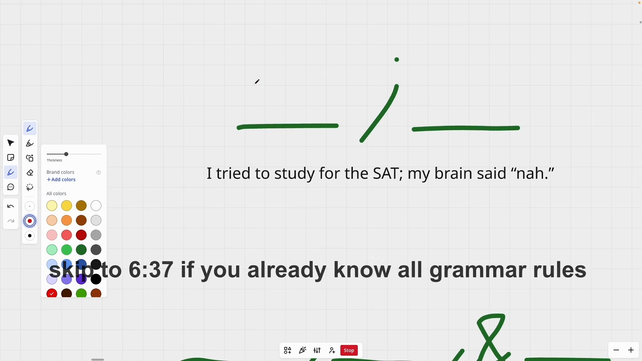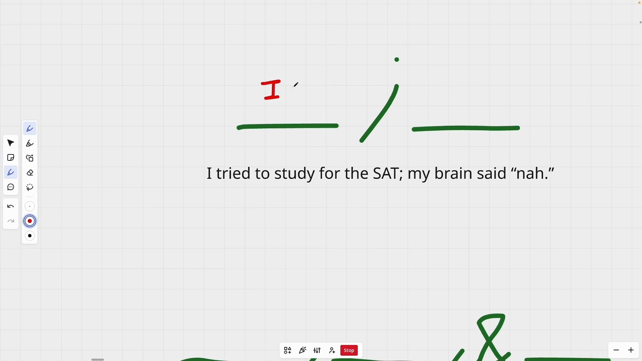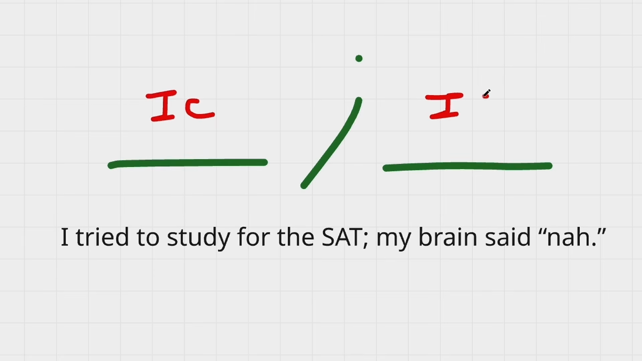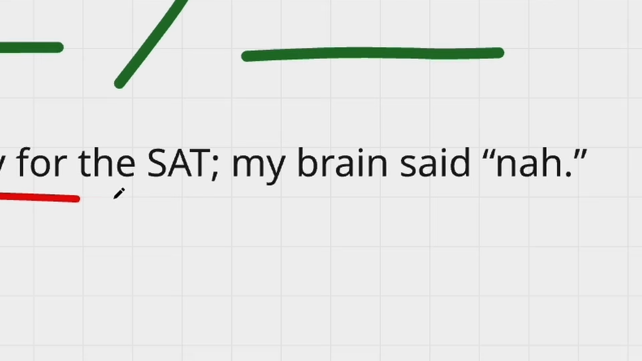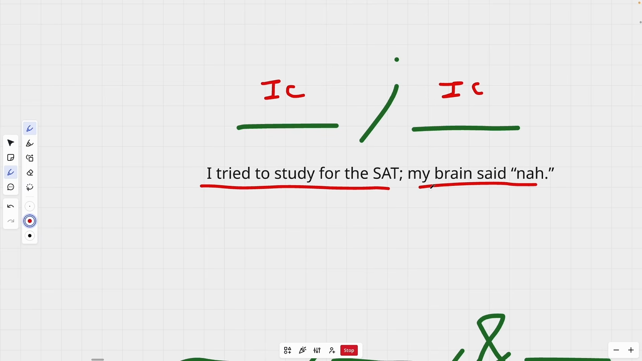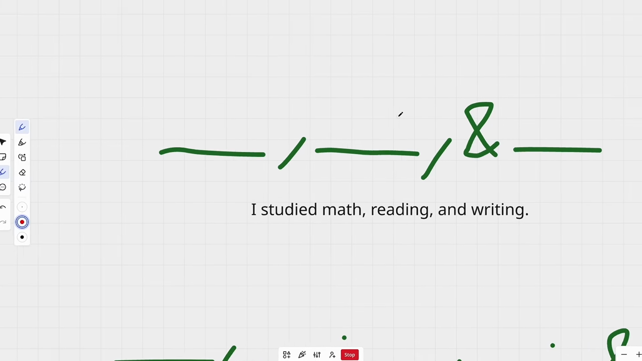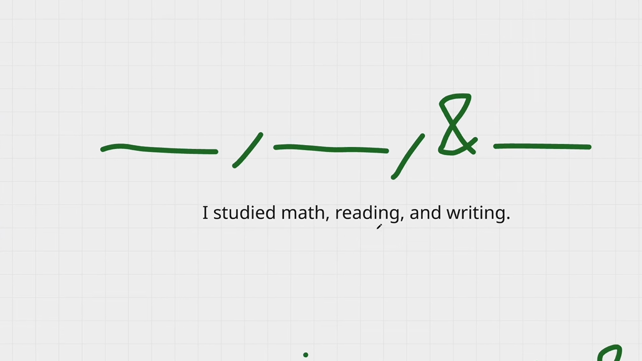Semicolons. They separate two independent clauses. What are independent clauses? They're clauses that can exist fully on their own. I tried to study for the SAT, my brain said no. Both of these sentences can exist perfectly fine on their own. You can also use commas for lists. I say math, reading, and writing.